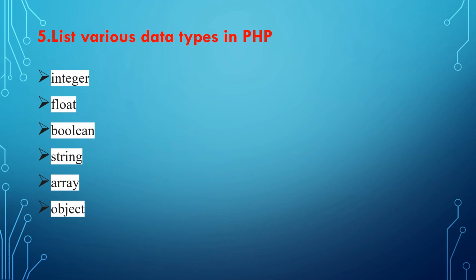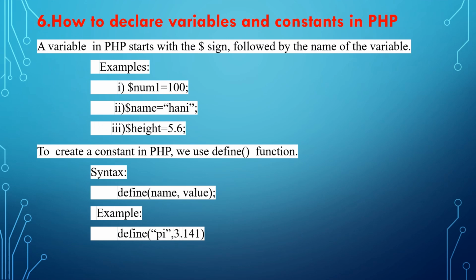Next we talk about various data types available in PHP. Integer, float, boolean, string, array and object. These are some of the data types available in PHP. So next we talk about how to declare variables and constants in PHP.